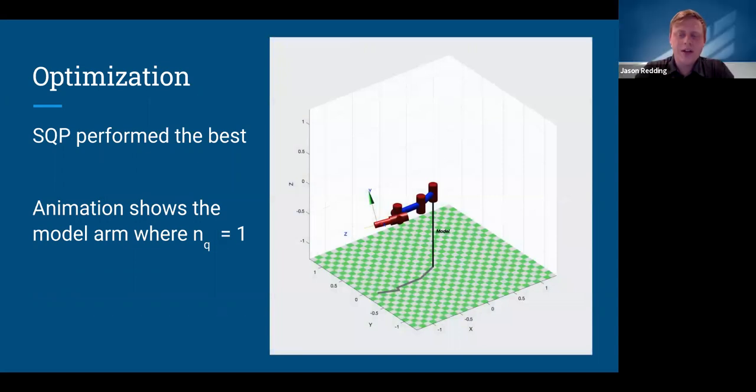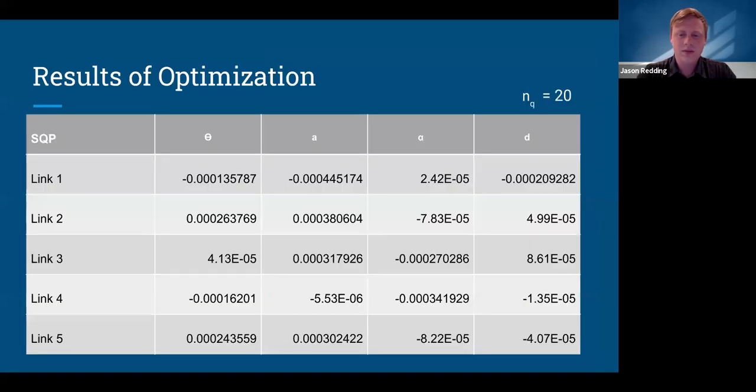So we created a GIF to show exactly what the optimizer is doing every time it runs an iteration. As you can see, the small movement in the robotic arm here shows the optimizer giving a set of DH parameters and then adjusting them slowly until the error in the pose is minimized. And these are the final results of our optimization. We selected, obviously, the SQP algorithm because it performed the best out of all of the ones that we looked at.